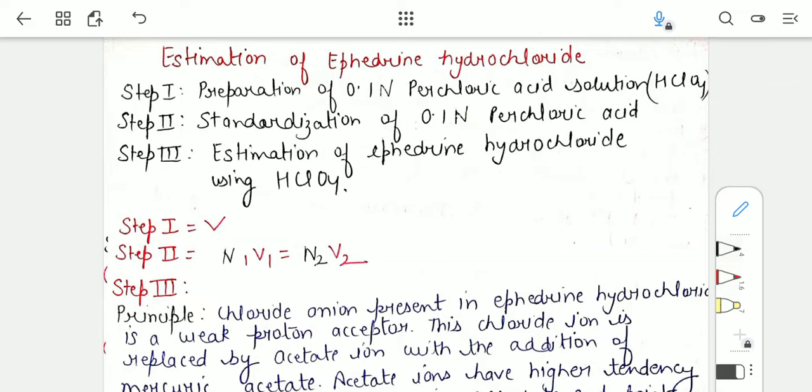So hello everyone. In this video we will talk about the estimation of ephedrine hydrochloride. This also comes under the topic of non-aqueous titration. In non-aqueous titration we have to estimate two compounds. The first one is sodium benzoate and the second one is ephedrine hydrochloride.